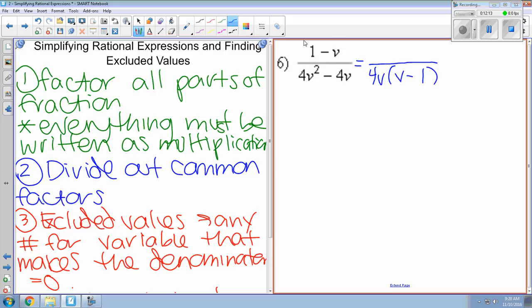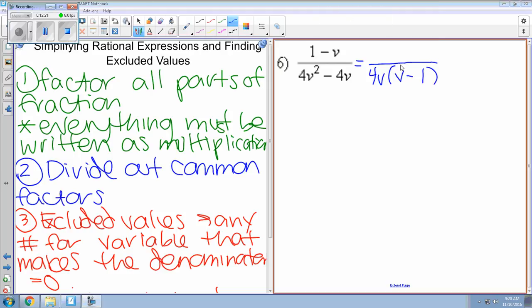On the top, this is not normally what our problems look like, so we're going to have to start thinking about how we can rewrite what we're looking at. I always like to write it so that my variables go in order. So my biggest variable, then my next one, then my constants are last. So I'm going to rewrite it as negative v, because I have to take the sign with it, plus 1. So I'm just rewriting it so it goes from biggest exponent to smallest.